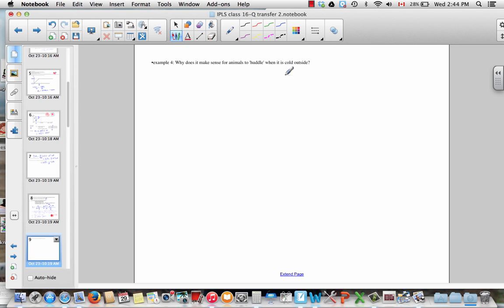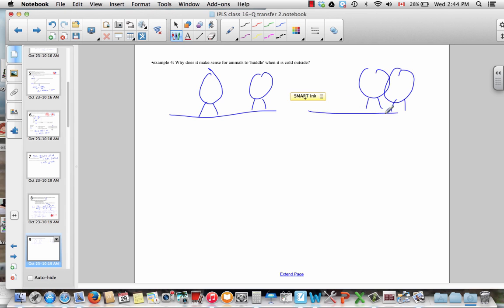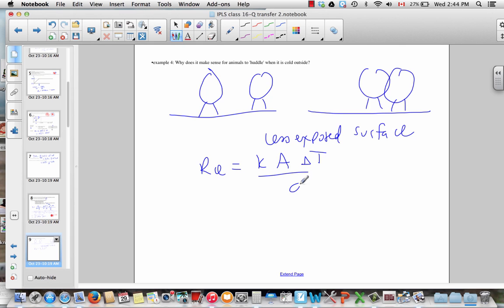Biological question, why do animals huddle when it's cold outside? So here, this is a rear view of a cow. So this is in the summertime. In the wintertime, they get much closer together. Why does that make sense? Well, with less exposed surface area, the rate of thermal energy transfer, which depends on the exposed surface area, there's a lower rate of energy loss to the environment. That's why.